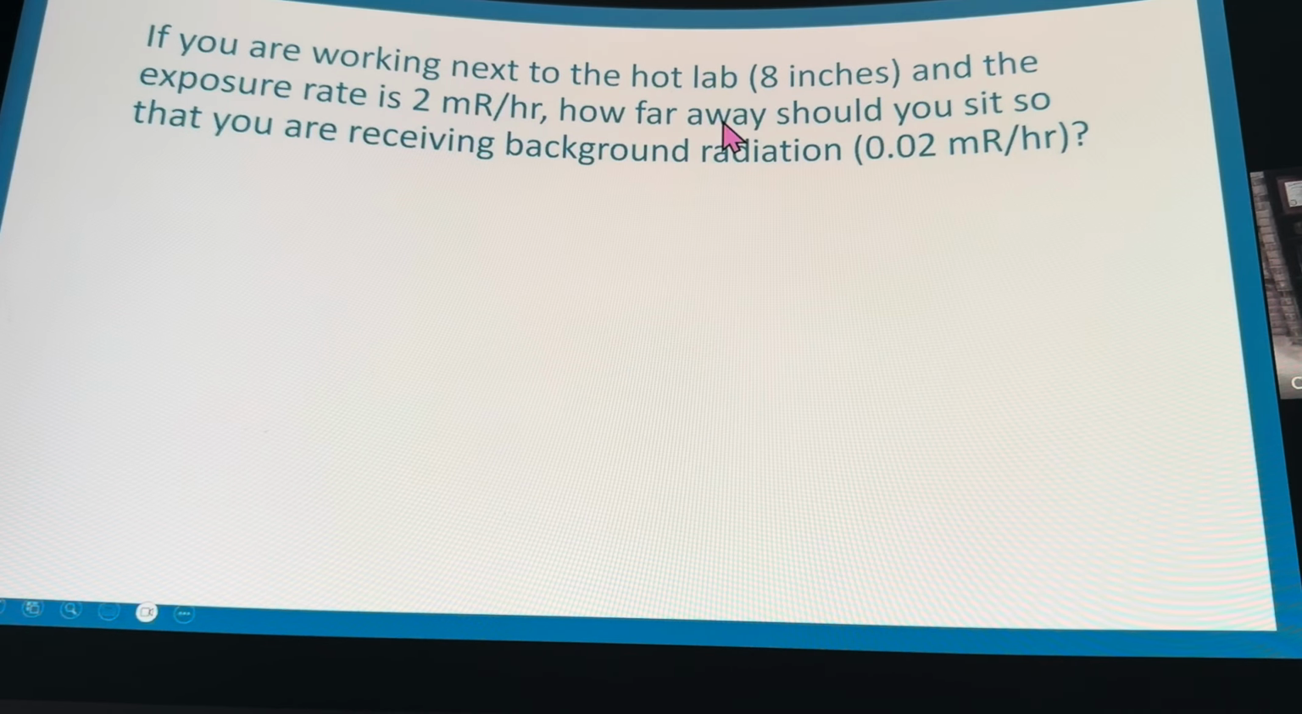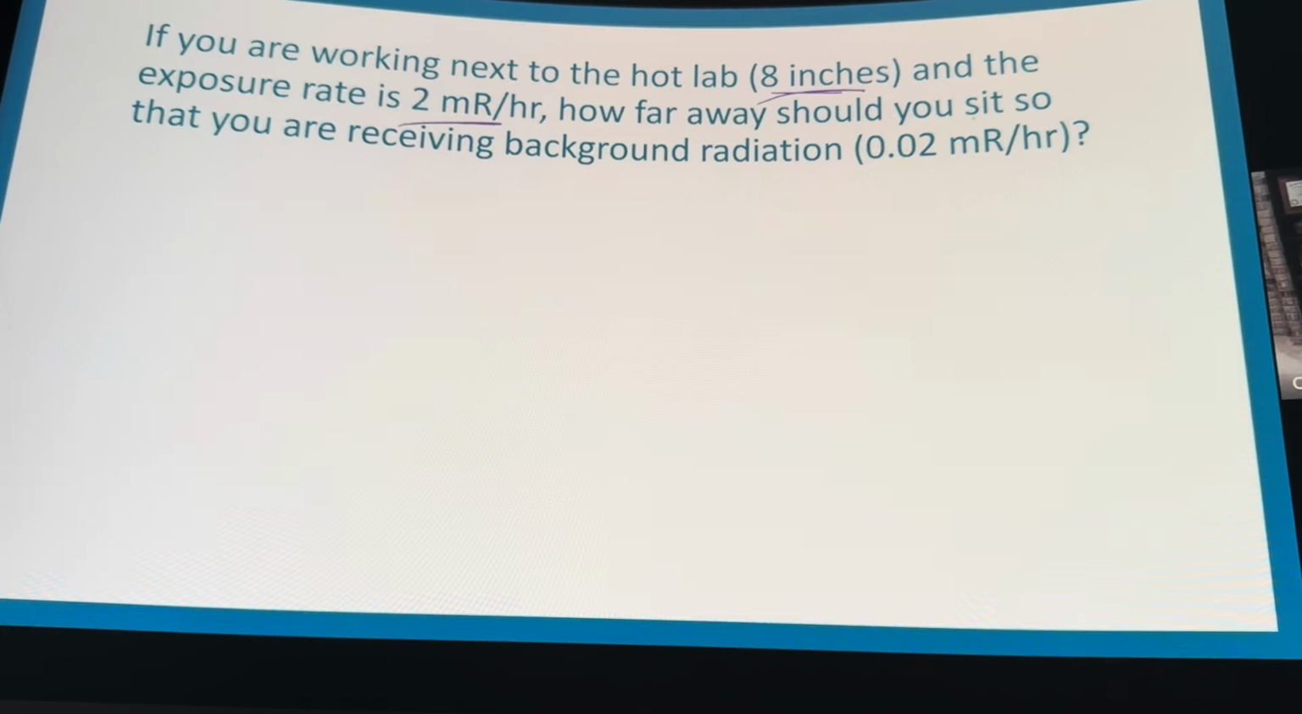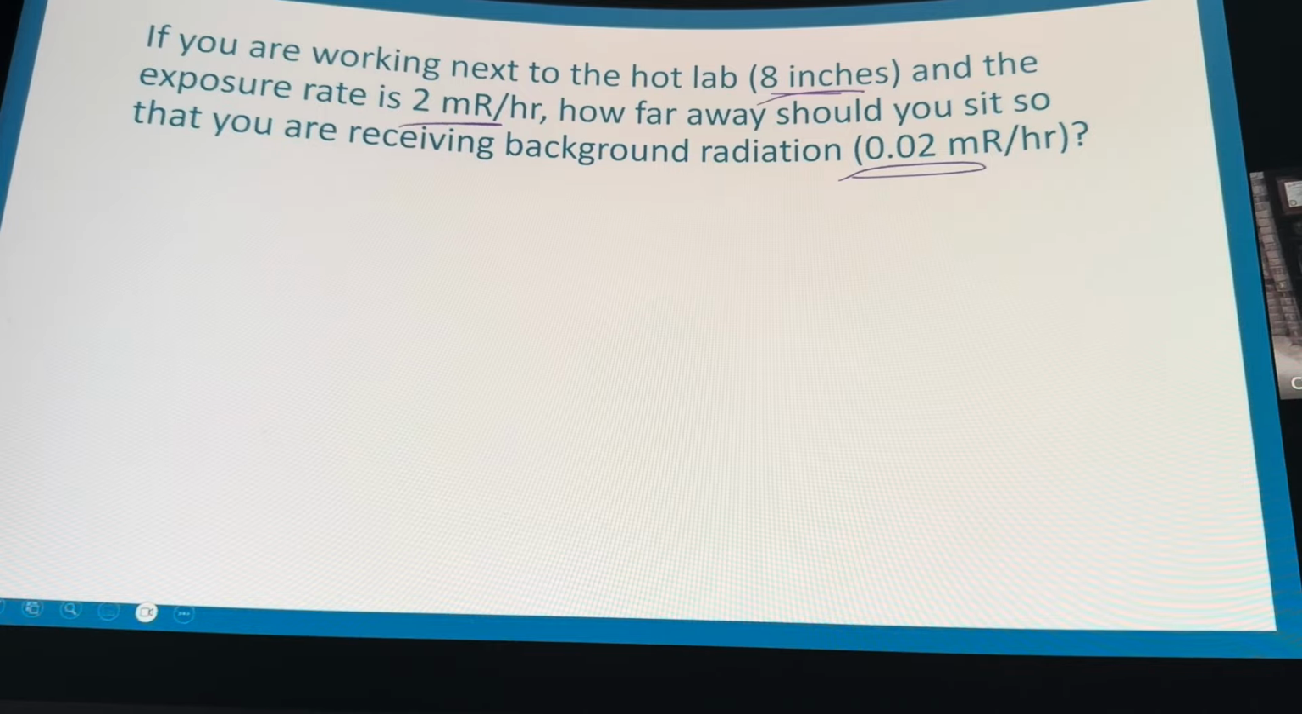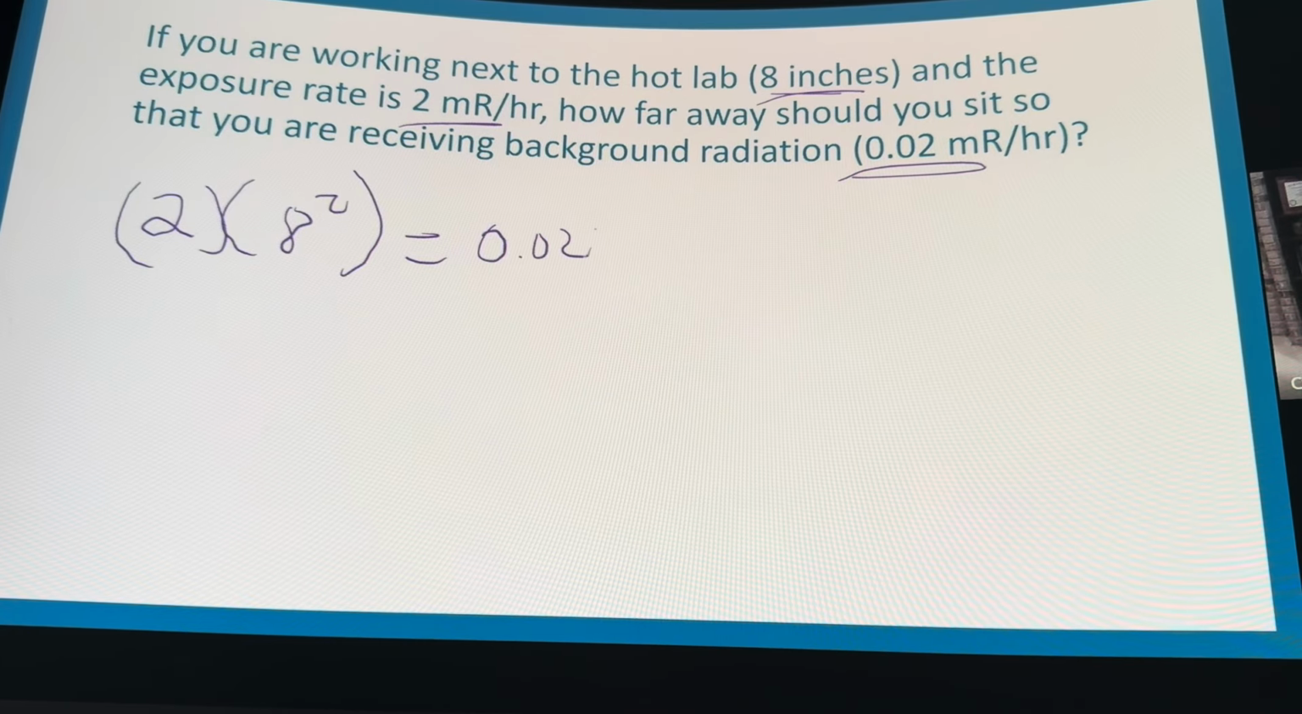Okay. If you're working next to a hot lab, you're 8 inches away, and it's 2 mR per hour. How far away should you sit so you're getting background, 0.02? Now I'm going to find my distance. So 2 mR per hour times 8 squared equals 0.02 times d squared.